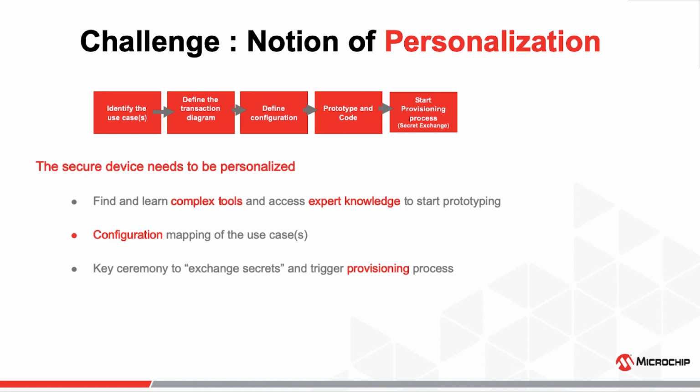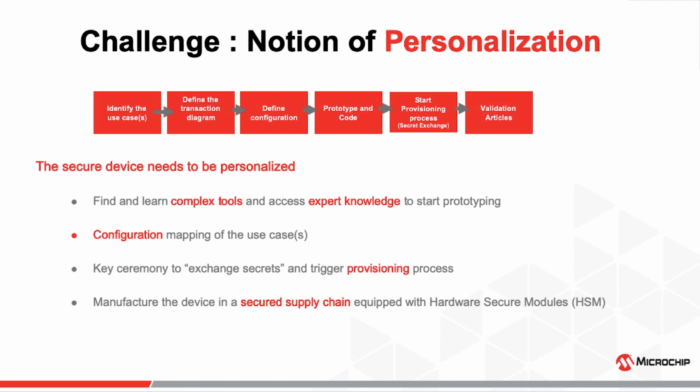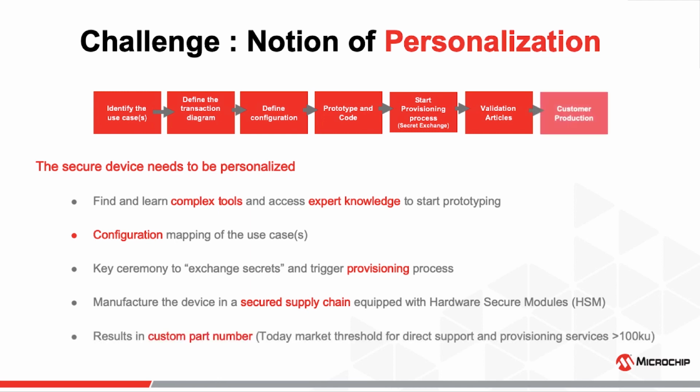And that's when secrets are exchanged between a customer and a manufacturing site. And then the manufacturing plants have to be equipped with hardware secure modules. So where do you buy them from, how much do you pay for the software, and now you need a team of highly skilled software engineers to understand how to handle the software that's running on the HSM. And then at the end of the day, once your part gets out of the supply chain, you have a custom part number. And that is one of the core challenges in the security industry that we want to address.